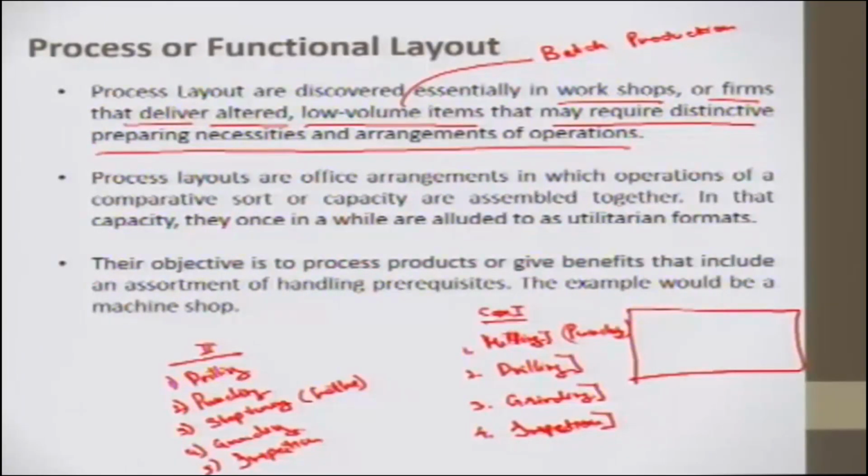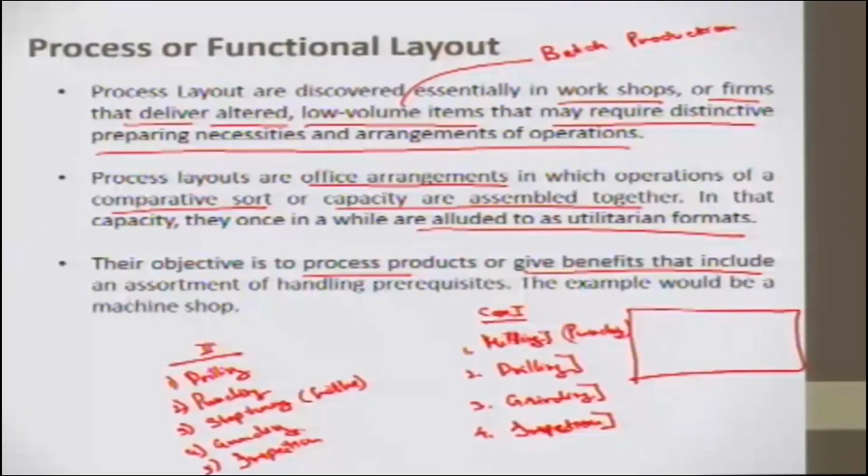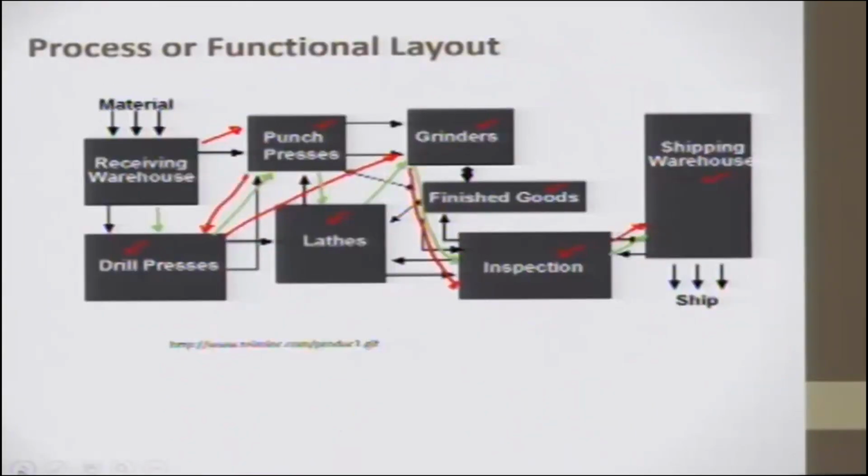Now process layouts are facility arrangements in which operations of a similar sort or function are grouped together. In that capacity, once in a while they are labeled as functional layouts. Once in a while only. So here the objective is to process products or give services that include a variety of processing requirements. The example would be a machine shop. As we have seen, this is an example of a machine shop here.